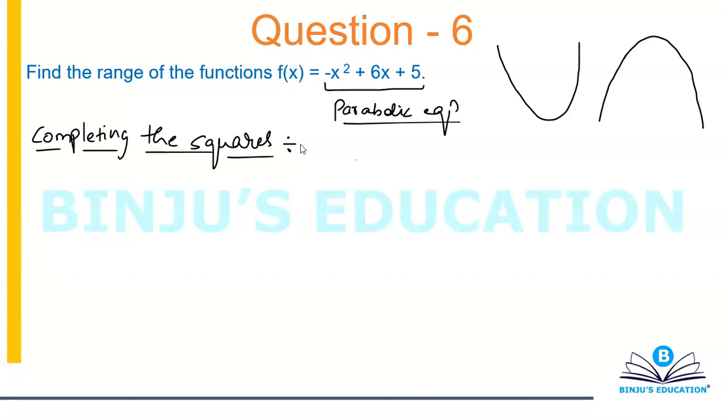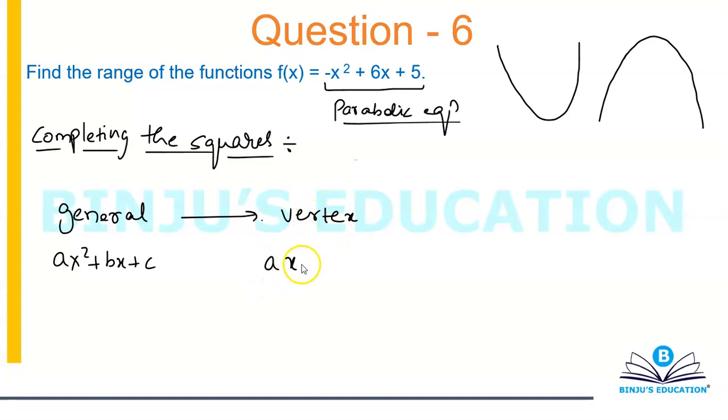Now, whenever we convert the general form of a quadratic equation, that is ax square plus bx plus c, to the vertex form, which is a into (x minus b) whole square plus c, we use a process that is also known as completing the square. Now why are we doing that, understand.